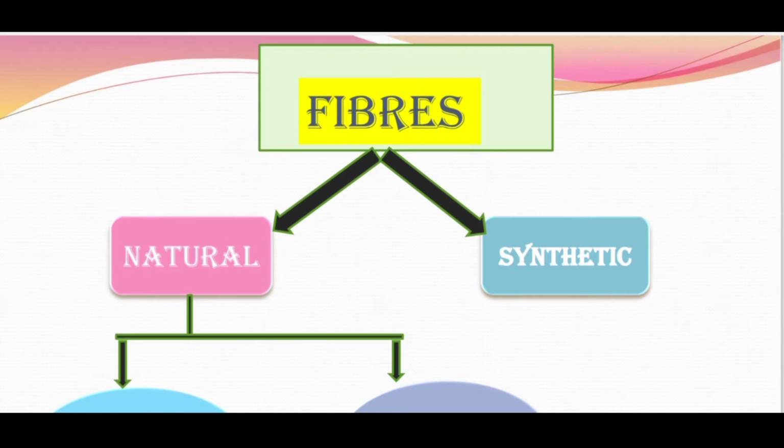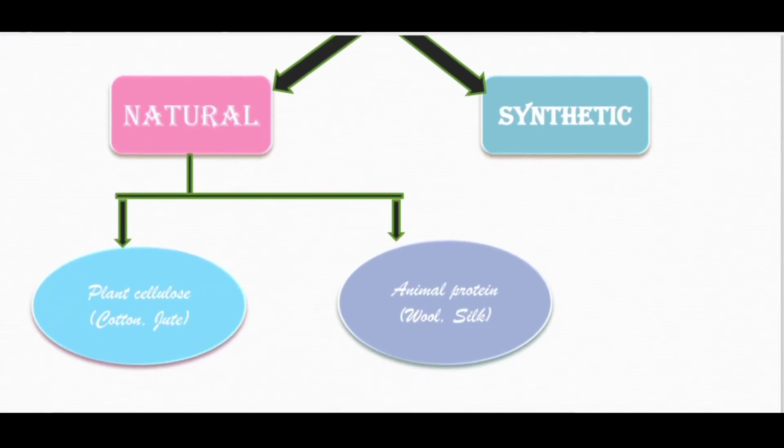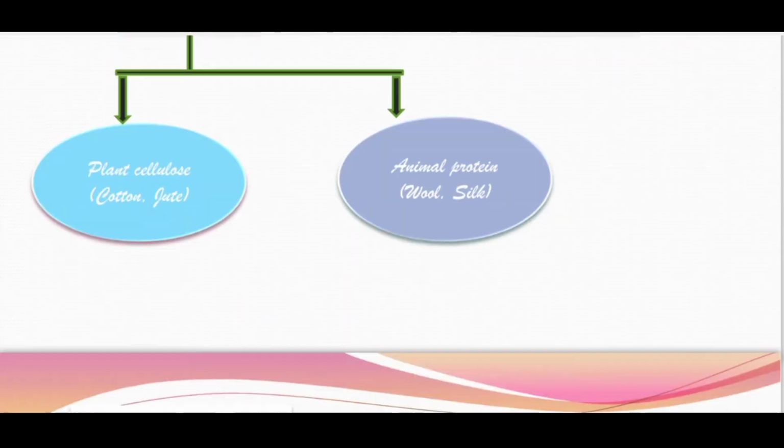Fibers are mainly of two types. One is natural and the other is synthetic. Natural fiber is of two types: one is plant, the other is animal. Some examples are cotton and jute in plant fiber, whereas animal examples are wool and silk.